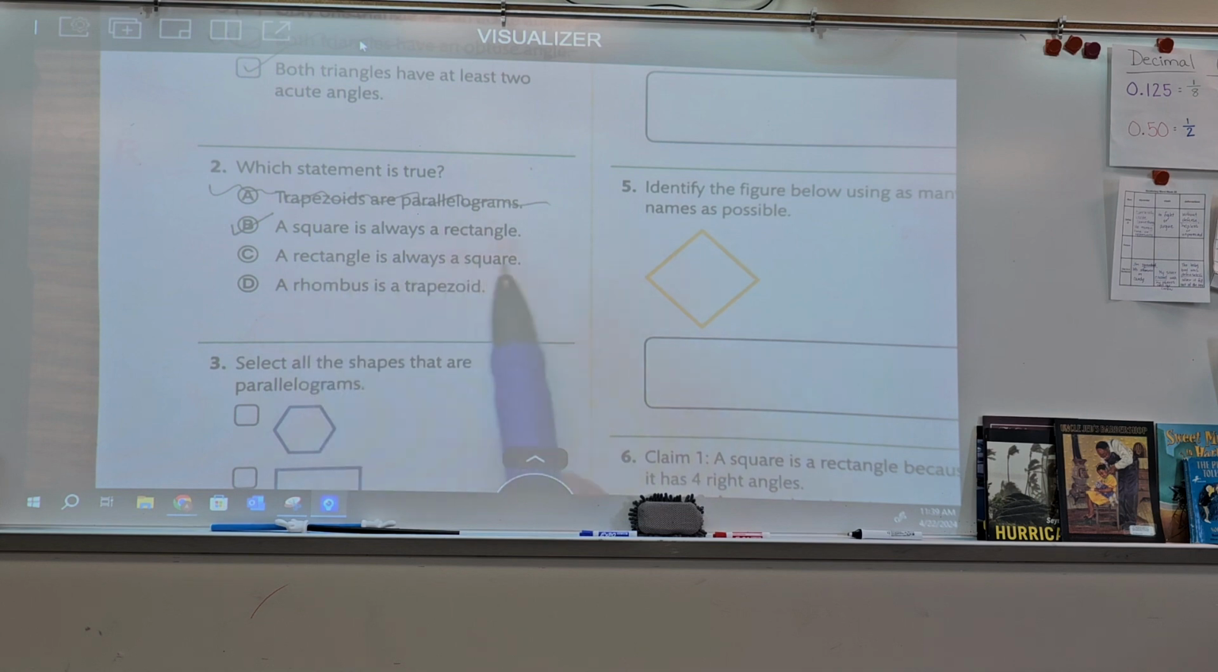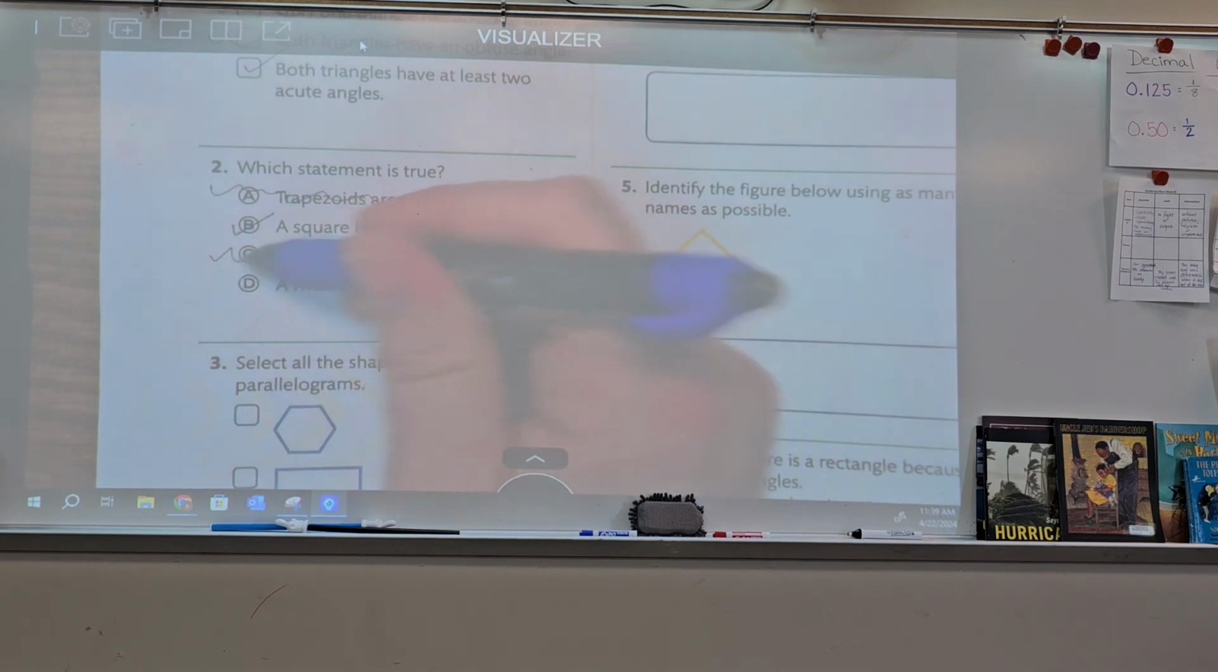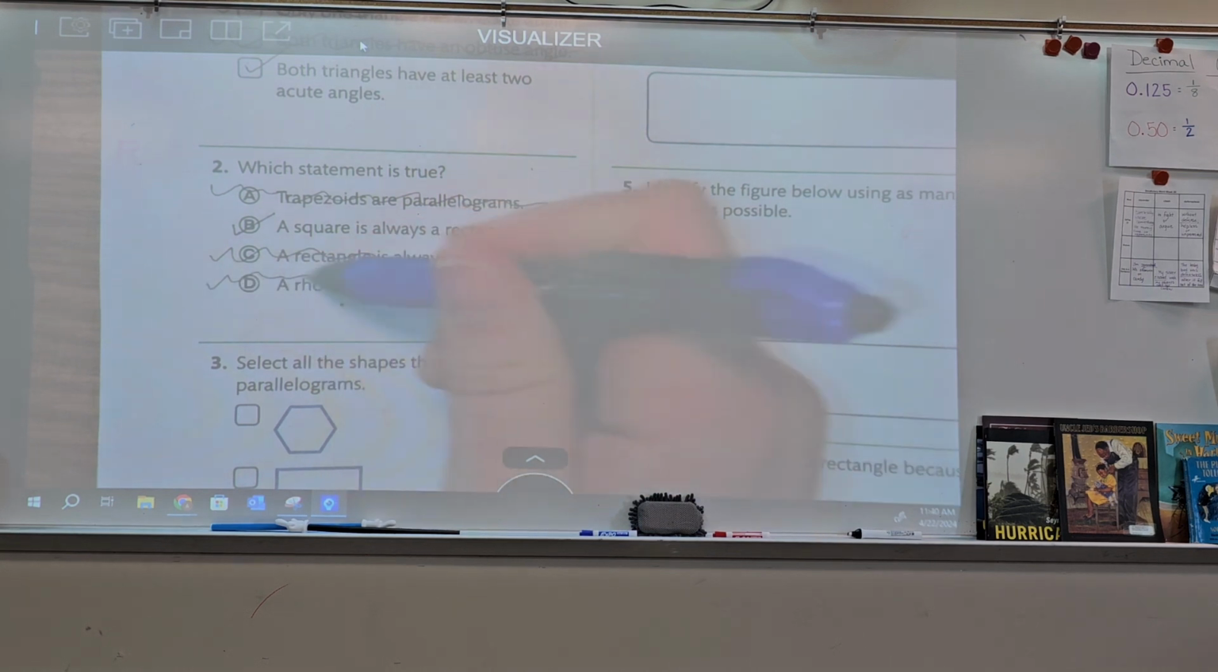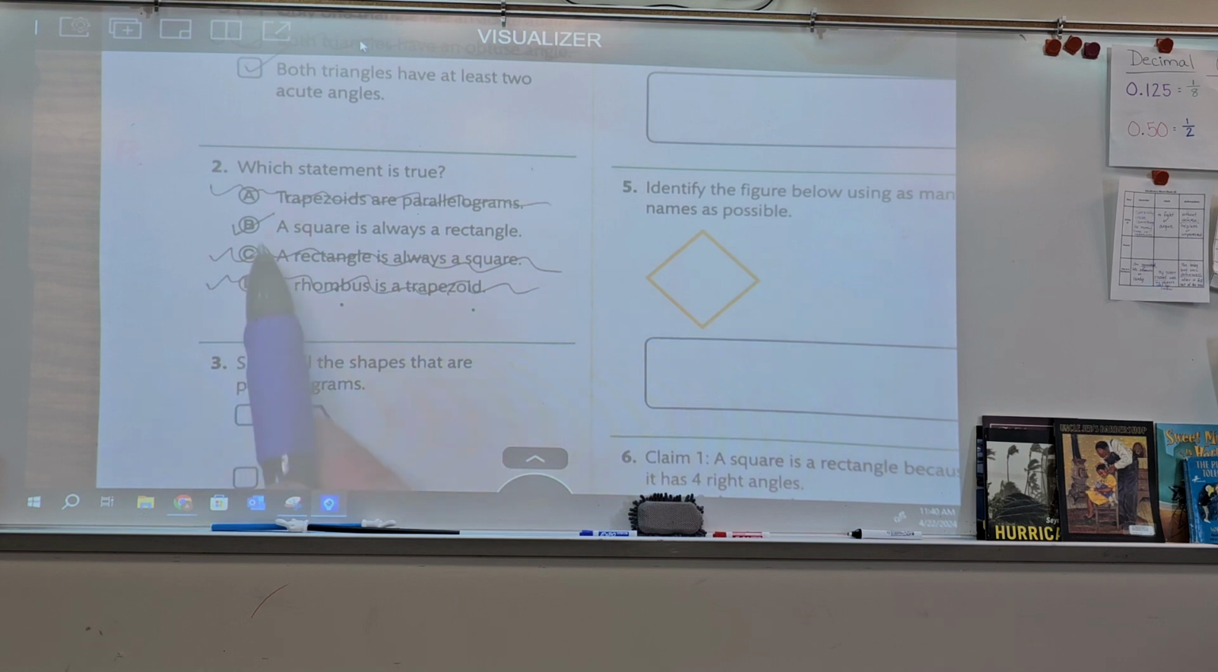A rectangle is not always a square, because a rectangle does not have 4 sides that are the same, that are congruent, which also means equal. So this one is not true. A rhombus is a trapezoid. Nope, we've already established that a rhombus is a parallelogram, but a trapezoid is not. And so that one is not true either. Just answer B is the one you are looking for.